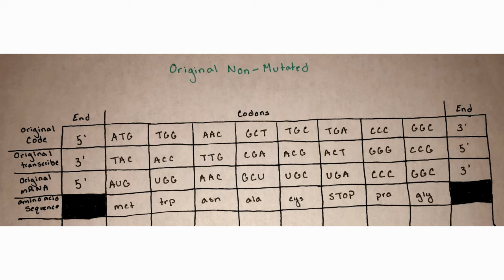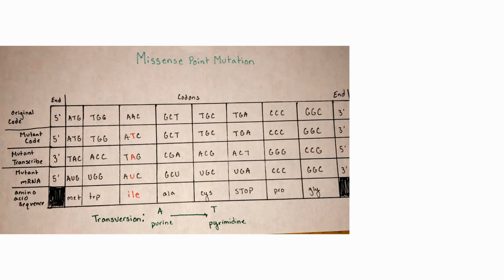This is the original non-mutated strand. Given the original code, make sure to write out the transcribed strand before translating into the mRNA strand. Using the codons from the mRNA, you can determine the amino acid sequence. A point mutation occurs when one of the bases is substituted for another base in the coding DNA strand.